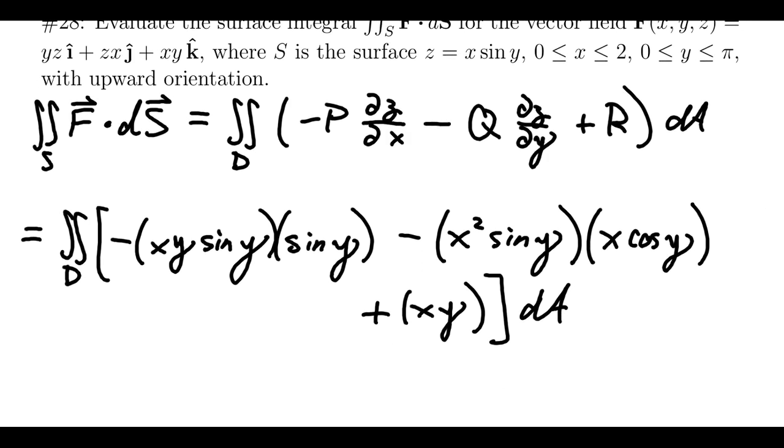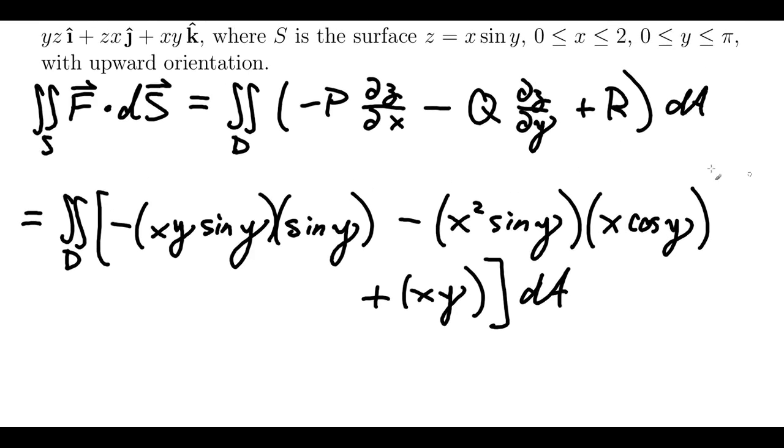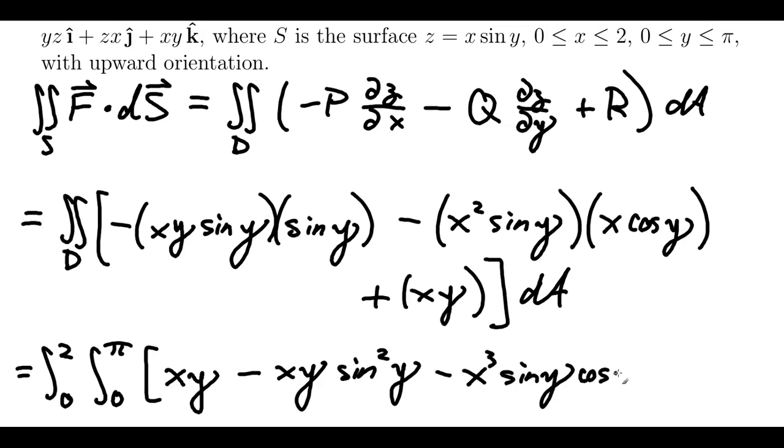And that is basically it. The rest is simplification. The domain D we are given as this rectangle. So that is the integral from 0 to 2 of the integral from 0 to pi of, let's go ahead and simplify some of this. XY is positive, so let's pivot that to the front just so we have fewer signs to write. So we have minus XY sine squared Y, minus X cubed sine Y cosine Y, dA.